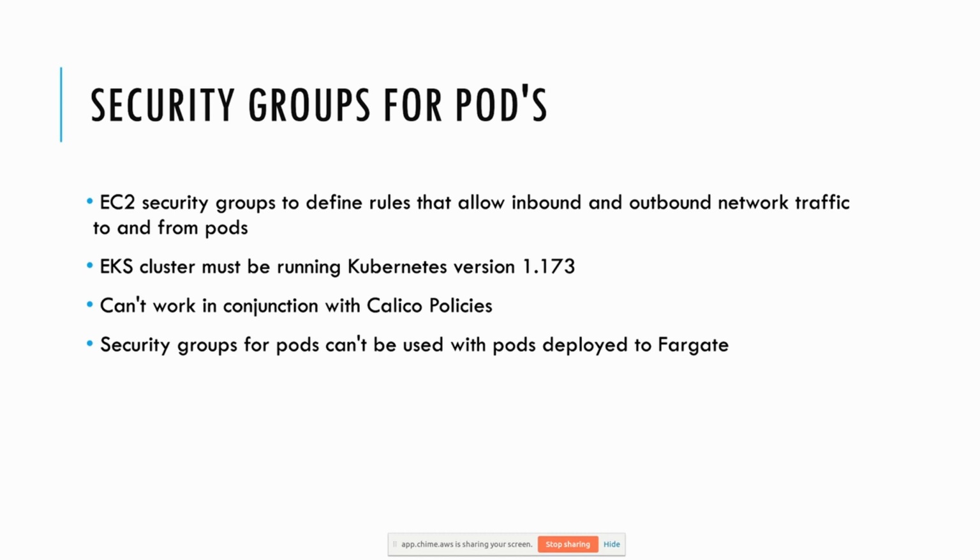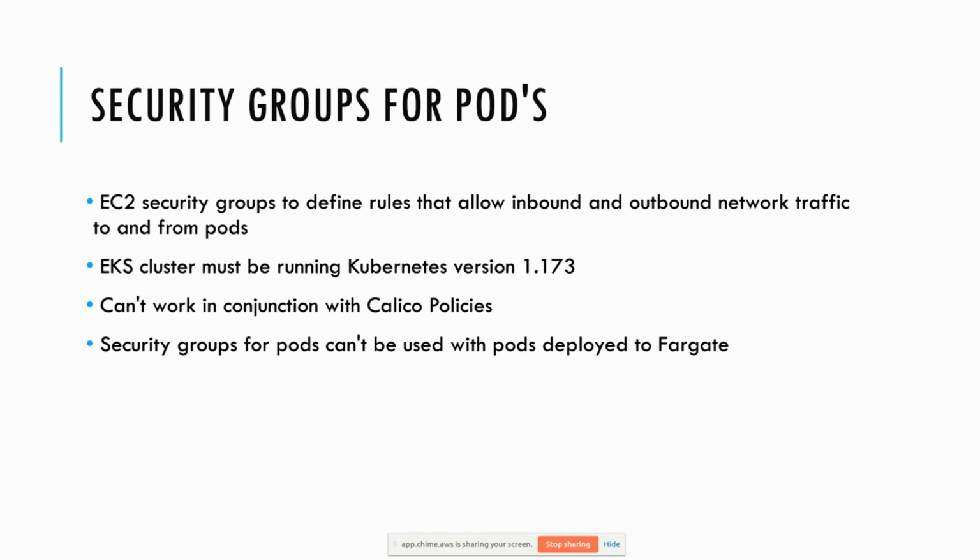You couldn't really use native AWS components for this. You'd need to install something like Calico network policies to restrict which pods can talk to each other. But now you can attach AWS security groups to a pod, and you can define the microsegmentation of your microservices. Microservice A can talk to microservice B, and B can talk to C, but A can't talk to C, for example.